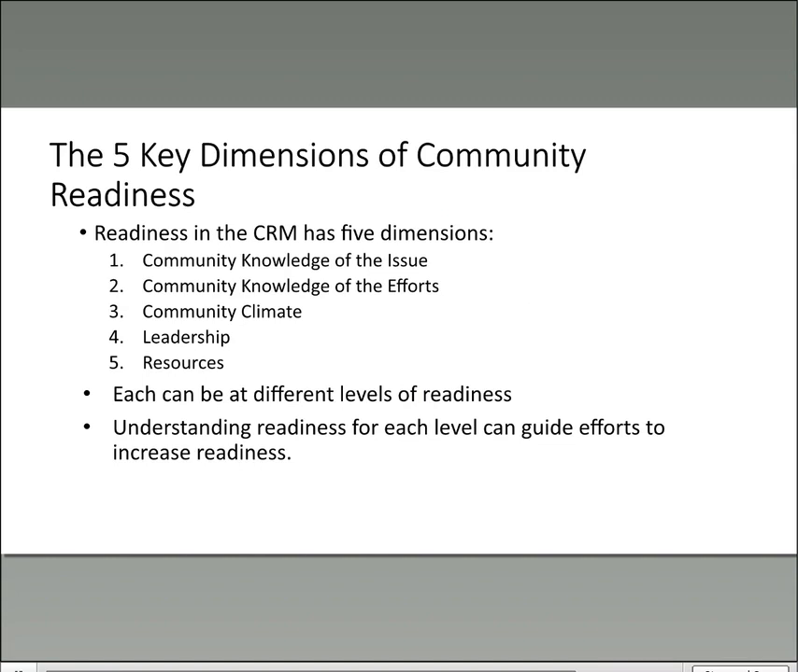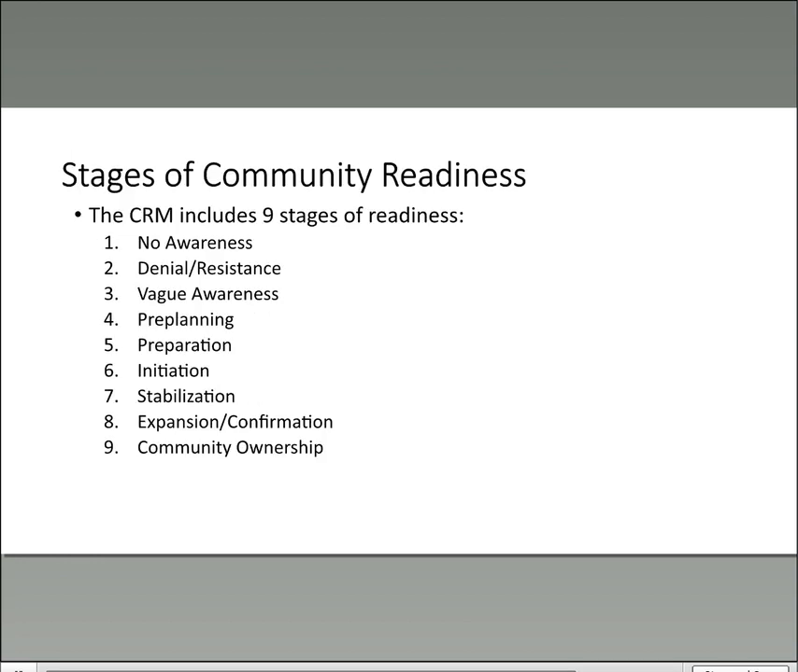Readiness in the Community Readiness Model has 5 dimensions. Community knowledge of the issue, number 1. Number 2, community knowledge of efforts around the issue. Number 3, community climate. Number 4, leadership. Number 5, resources. It's important to know that each of these dimensions can be at different levels of readiness. And if you understand readiness for each dimension and the level that it is at, that will guide your efforts to build readiness in your community to address suicide using the CDC strategies.